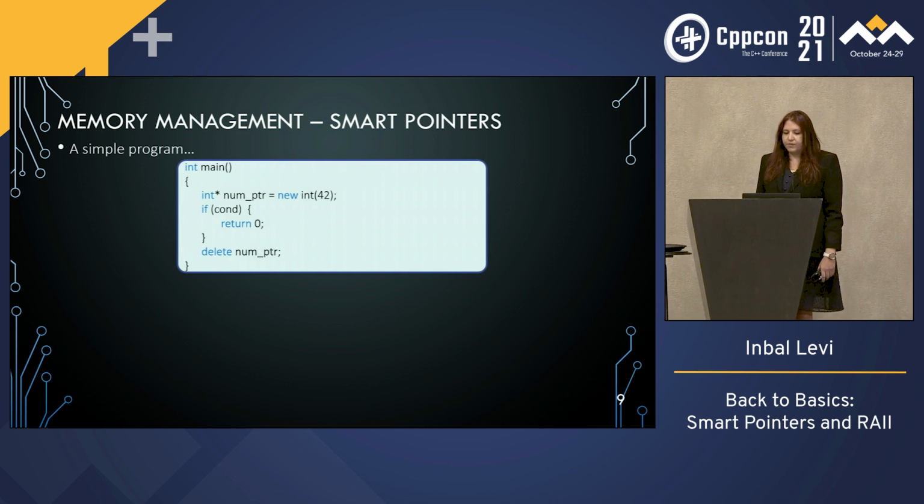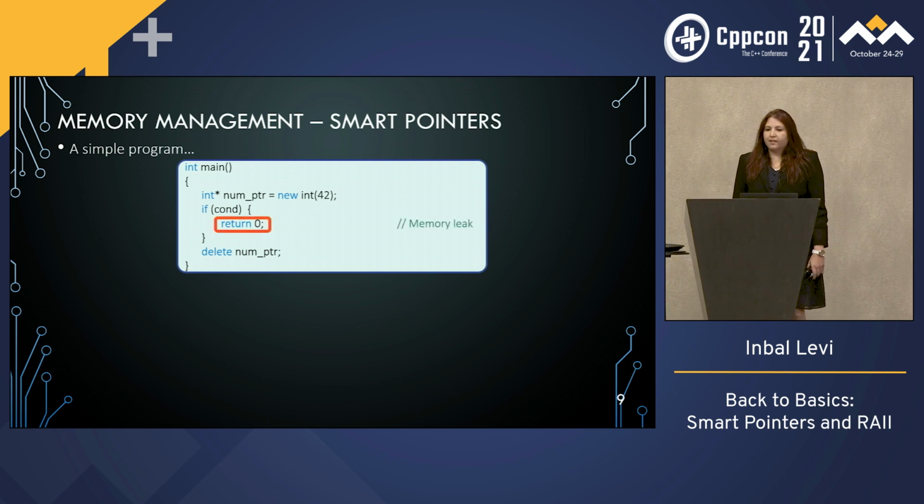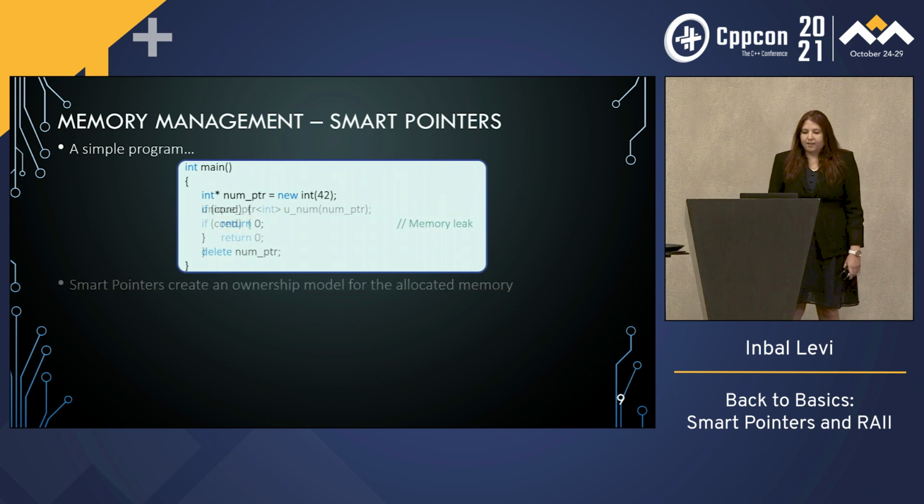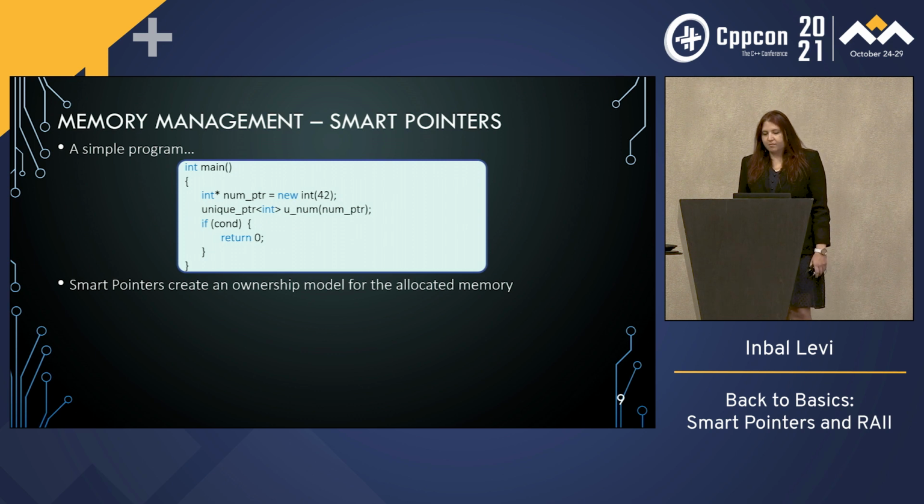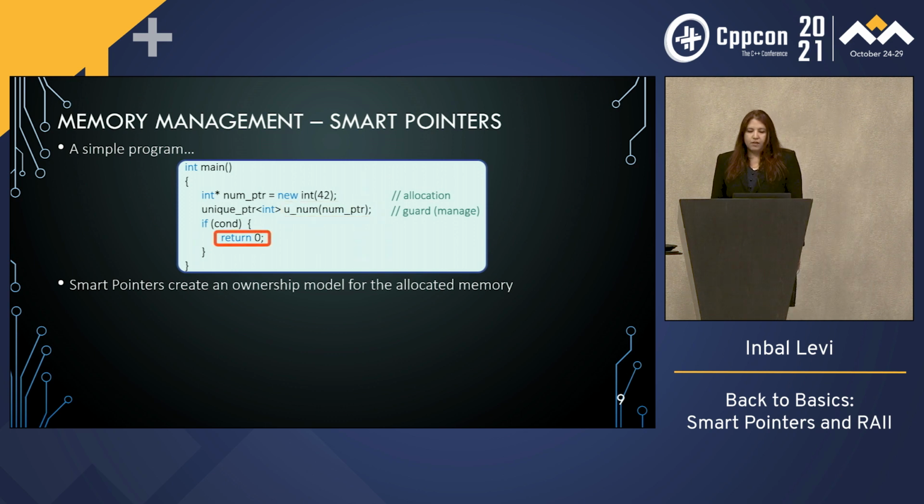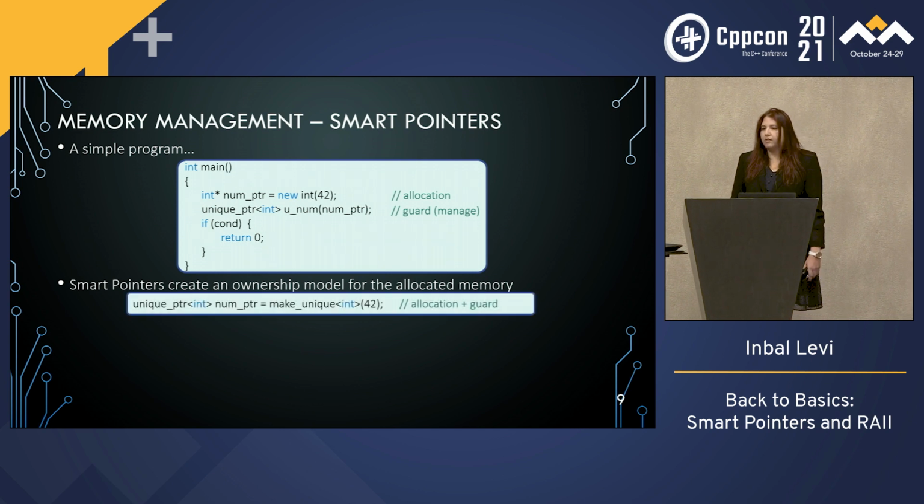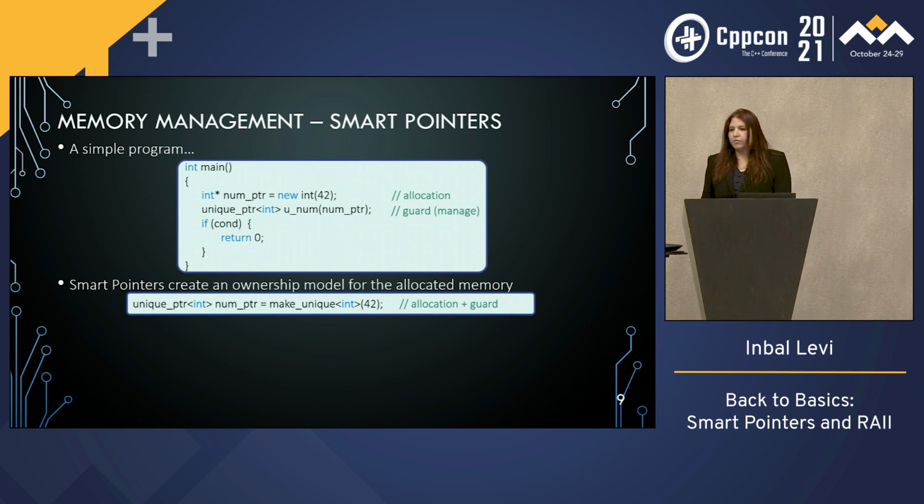Let's look at a simple program. So we have an int allocated on the heap here, and we have some condition. If we met the condition, we return. And here we have, of course, a memory leak. If we replace that with our unique pointer, for example, we can know for sure that once we have the allocation, and then we also have the guard, once we reach this return, we know that our memory is being freed and the program is safe. So smart pointers basically create an ownership model for our allocated memory. We can also do those two things at once by using make_unique, which is a factory function from the standard library.